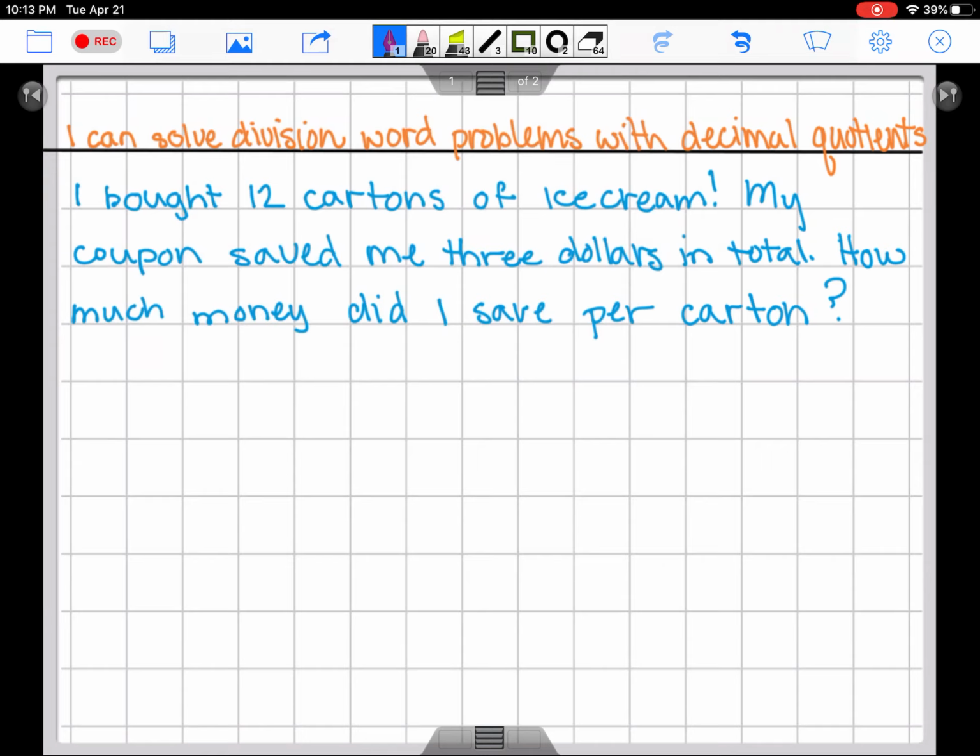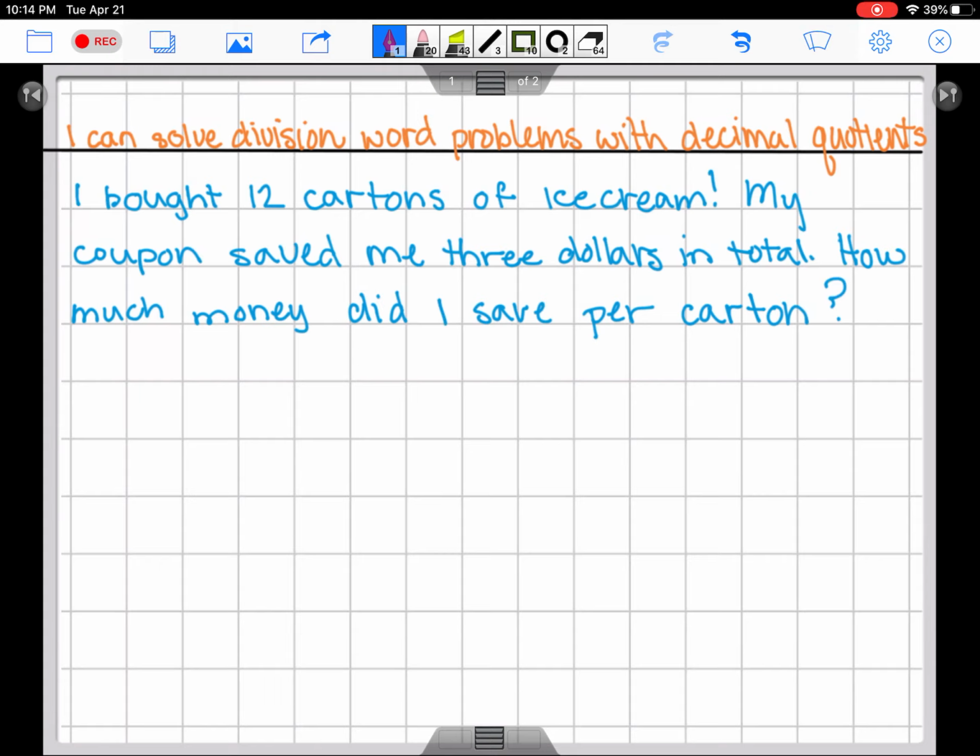Hey team members, today we're going to look at dissecting or breaking apart a word problem that's a division problem that's going to have a decimal quotient, all right? I just want to go through a couple pieces. One of the big things I've been stressing lately is to make sure we can figure out which number is going to be our divisor and which number is going to be our dividend.